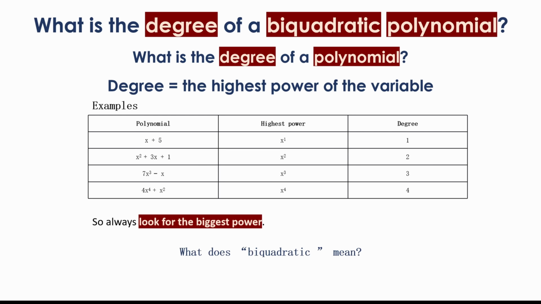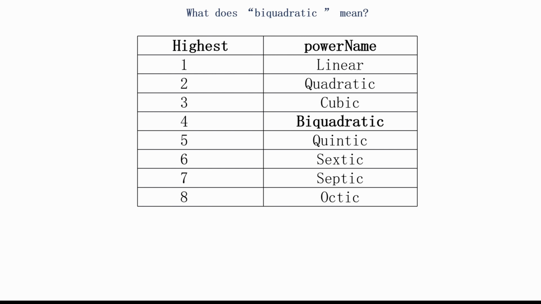So from the question, what does biquadratic even mean? Let's understand this with an example and also a table. As you can see, 1 is the highest power and it is linear, and 2 is quadratic. In our case, if you look at the question, it's asking about a biquadratic. By the name itself, quadratic gives us the power, which is 2. But in our case, we're dealing with biquadratic, which is to the power of 4, so quadratic is just 2.